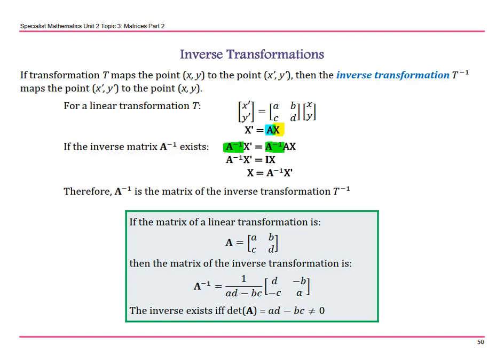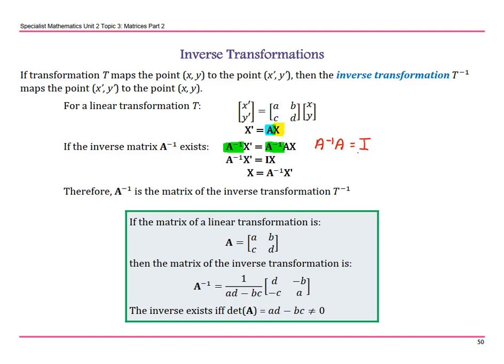We then know that the inverse of A times A is our identity matrix. So we're left with the inverse of A times the image of x is equal to I times x, and I times x is just x. So we're back to what we started with. Our x is going to be the inverse of A times the image of x. So therefore the inverse of A is the matrix of the inverse transformation T.